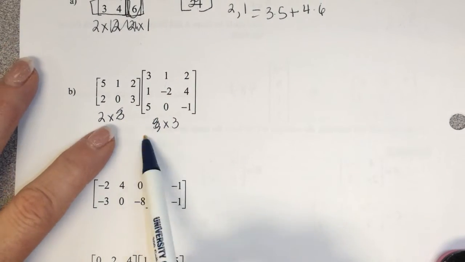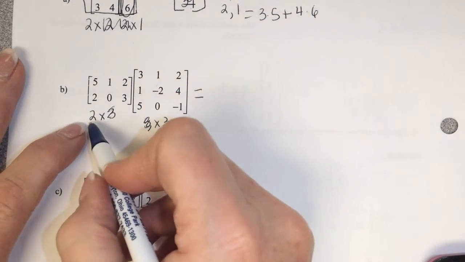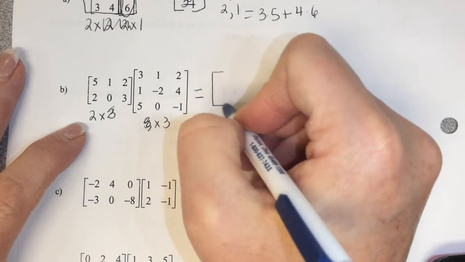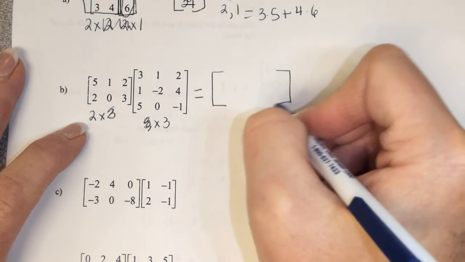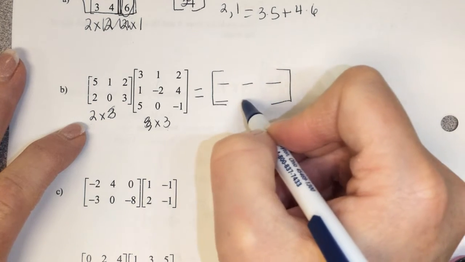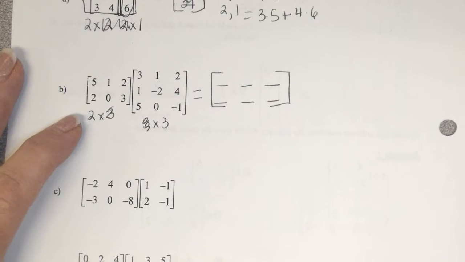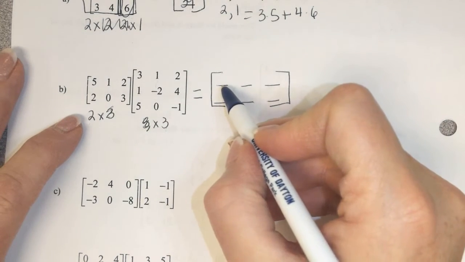Okay, so I know I can do it, and a 2 by 3 is going to be the result. So I'm going to have 2 rows, and I'm going to have 3 columns. All right, so let's find out what goes here first.